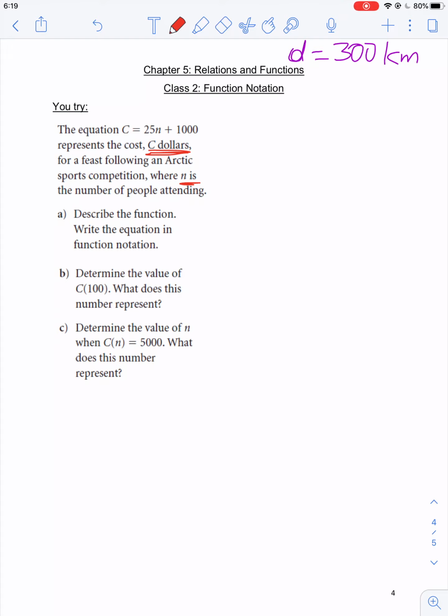So we're just going to write the function in function notation. This C now has to have the independent variable in brackets. So C is a function of N, so C of N is equal to 25N plus 1,000. So this is my function. Determine the value of C of 100. Let me just write the function underneath over here and work this out for you.